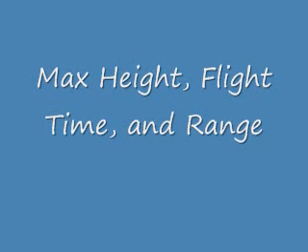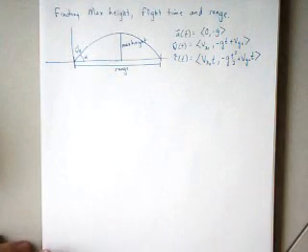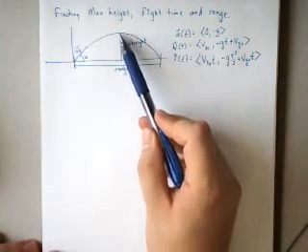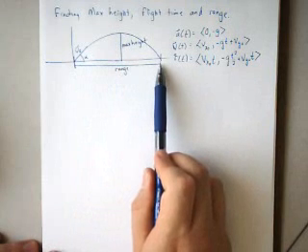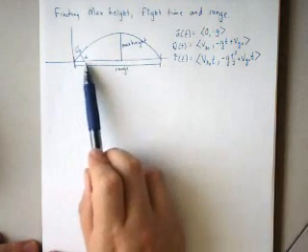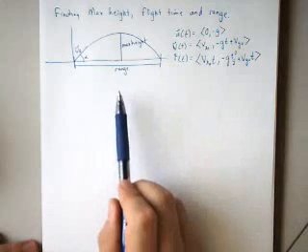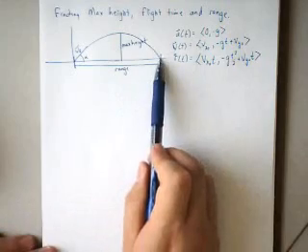In this webcast, we're going to focus on finding the max height, flight time, and range of an object in projectile motion. The max height is the height the object actually reaches at its peak. The range is the x distance that the object actually covers if you fly across a horizontal surface when it comes back to the same height. And the flight time is how long it takes before it hits that point right there.